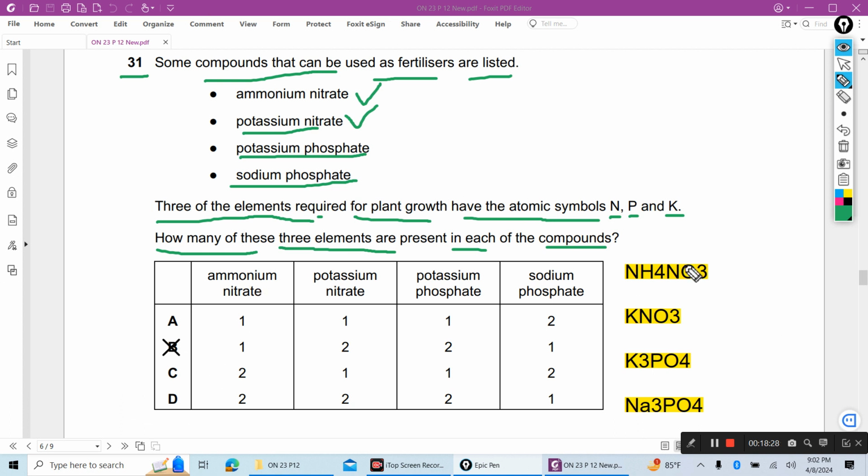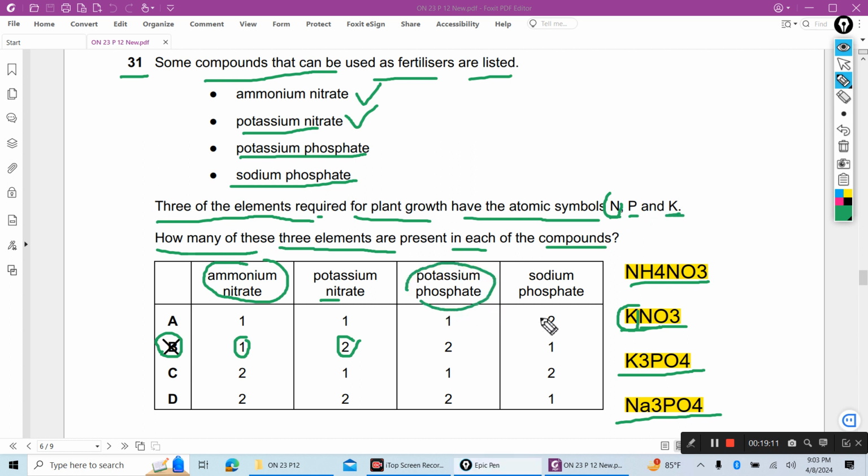The compounds are ammonium nitrate, potassium nitrate, potassium phosphate, sodium phosphate. Ammonium nitrate: nitrogen, 1 element present. Potassium nitrate: 2 elements, potassium (K) and nitrogen. So in potassium nitrate, of N, P, K, 2 elements, nitrogen and potassium, are present.